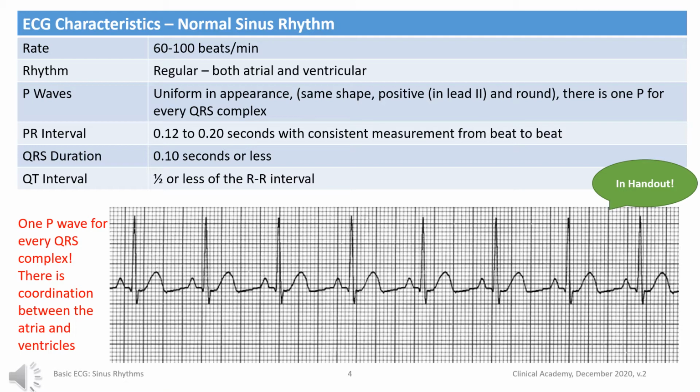You can see the rate should be between 60 and 100, and it should be both regular for the atrial and the ventricular rates. P waves are uniform and look the same. The PR interval should be within the range of 0.12 to 0.20. The QRS duration should be 0.12 or less. And the QT interval should be half or less of the R to R interval.